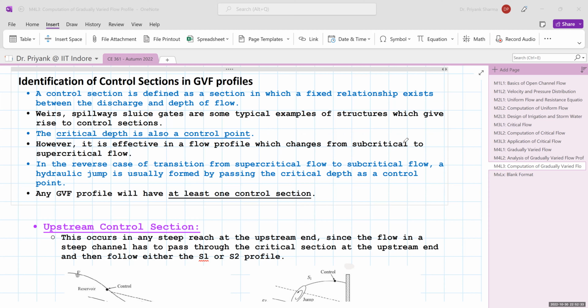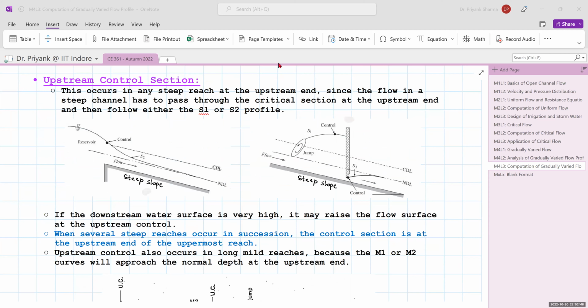Now, it is very important that any GVF profile will have at least one control section. It can be more than one also, but there will be at least one control section. So what are the types of control? There are three types. One is upstream control, one is downstream control, and the third is artificial control section. So let us understand the upstream control section.